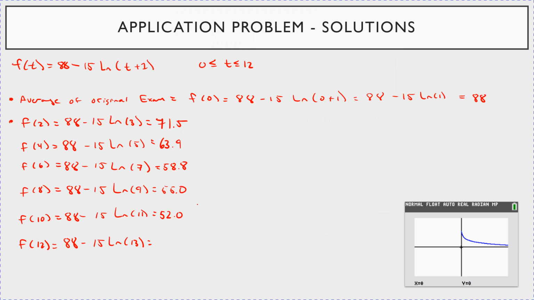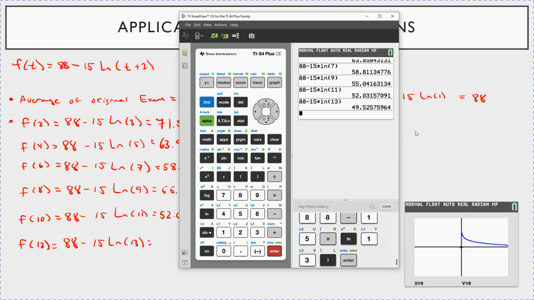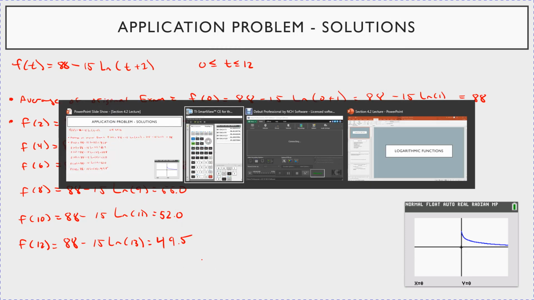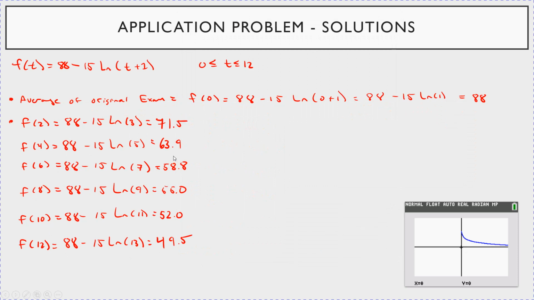So you can see what happens. It seems like students lose a lot of knowledge initially, but then it seems like they've maintained over time. Okay, let's even do the last one. So 1 year later, they got 49.5. Okay. But basically what you're seeing here is an initial big drop, and then it's kind of leveling off, right?